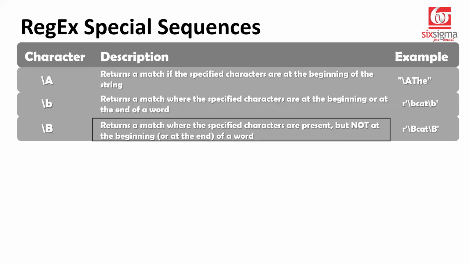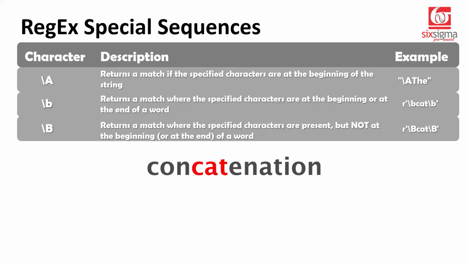Likewise, the uppercase B would represent the opposite. It is returning a match where the specified characters are present, but not at the beginning or the end, which means in this scenario, the cat occurrence of these three alphabets would not be as an independent entity, would be somewhere in between. So we can take an example. Let's say we say the word concatenation. So cat here is neither in the beginning nor at the end. There's no word boundary that will help you extract that. But concatenation has this occurrence of these three alphabets together.